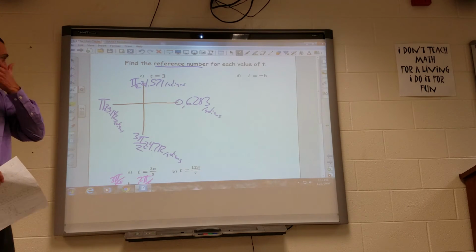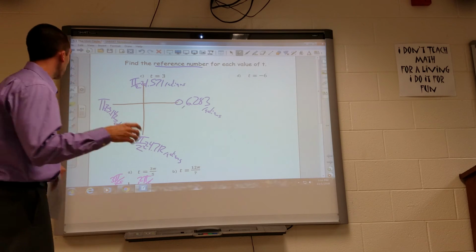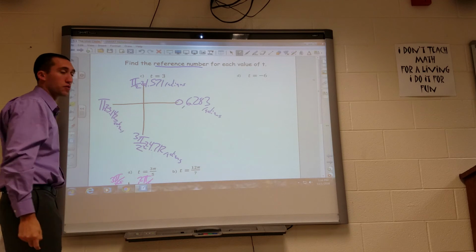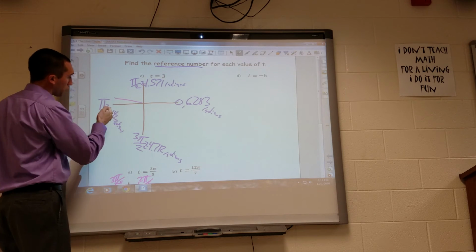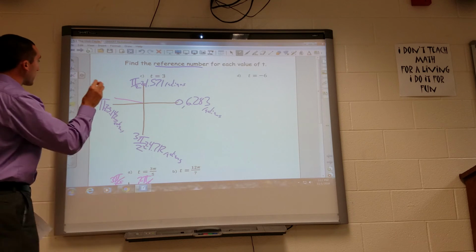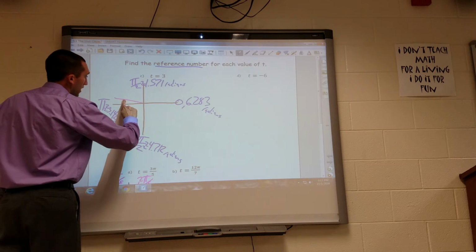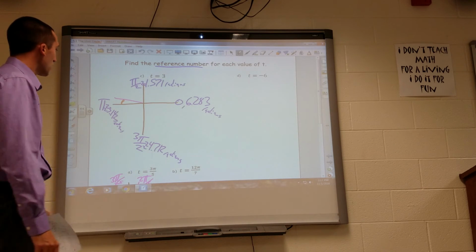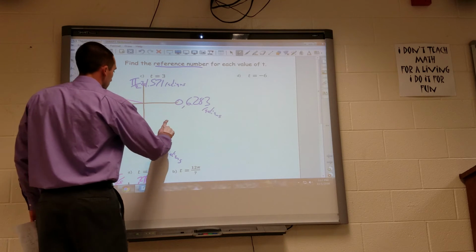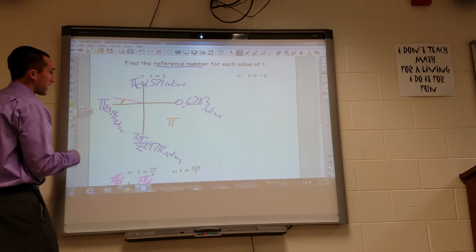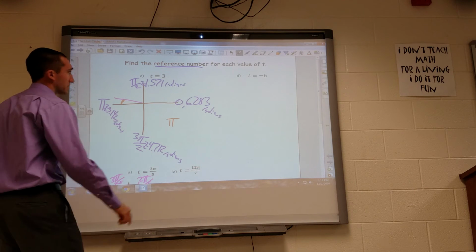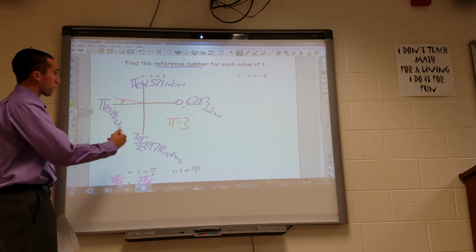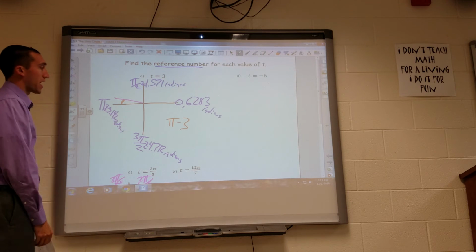Okay, so the first one gave us 3 radians. So we can see that 3 radians is somewhere in between pi over 2 and pi, pretty close to pi. So if I wanted to figure out the reference number, being how far away that angle is from my x-axis, well, I have pi, because pi is all the way back to my x-axis, so I'm just going to take pi minus 3. And we should agree that that'll give me the distance from my x-axis back to my angle.